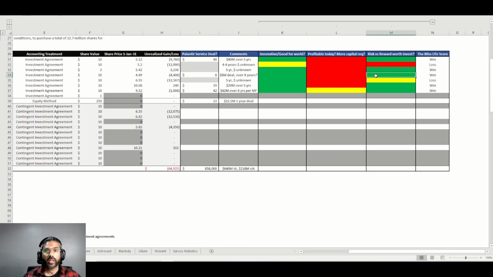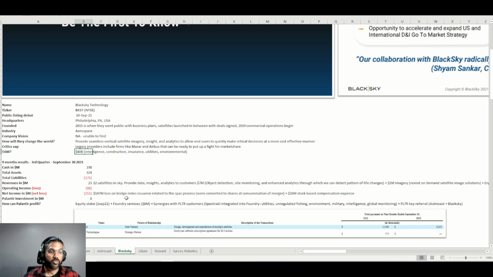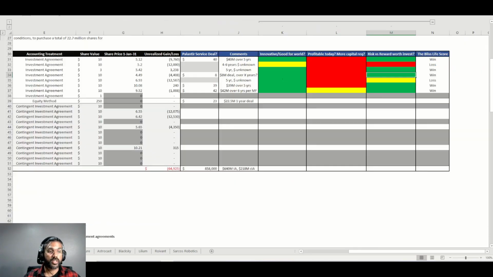The risk versus reward, is that worth it for Palantir? I think it is, given the fact that it was an $8 million investment. They say that the TAM is $40 billion, if I'm not mistaken. Is that what we said over here? $40 billion. The fact that these industries are industries that Palantir is already involved in, there's going to be a lot of cross-selling opportunities and more ways for Palantir to offer value to their customers and to have them stick around with Palantir because they have this AI Spectra, they have Blacksky satellite imagery already integrated. So because of that, I think the risk versus reward is absolutely worth it. So given all three of these factors, I do think it's a win.